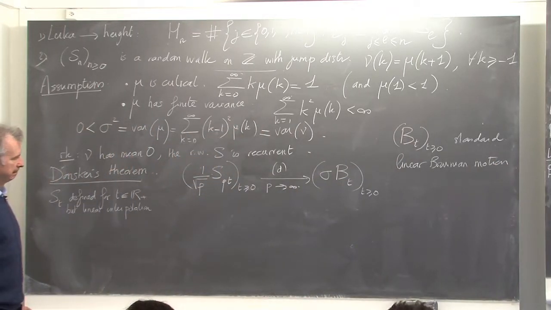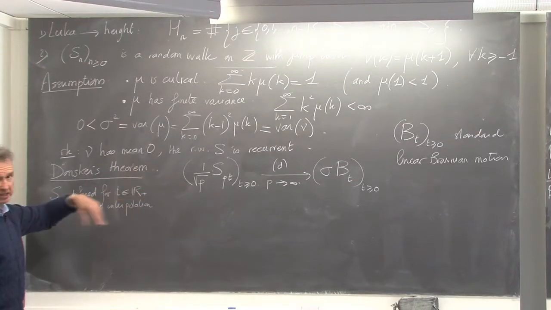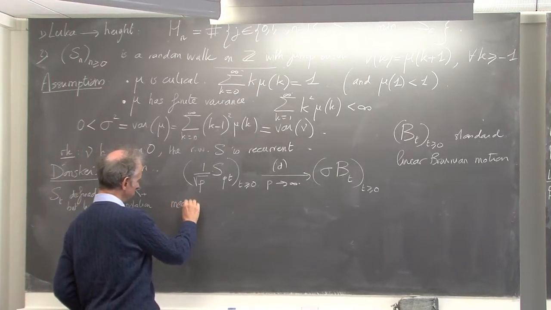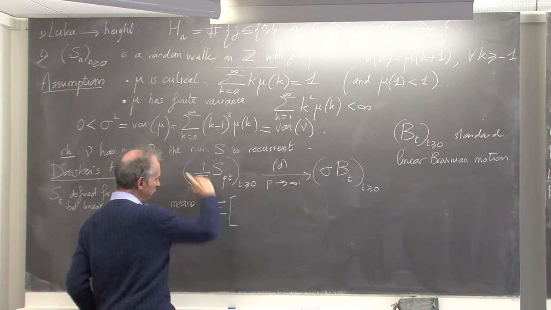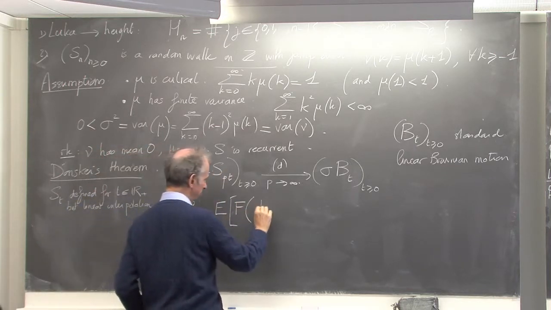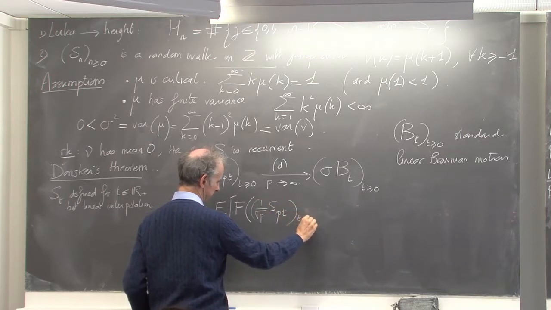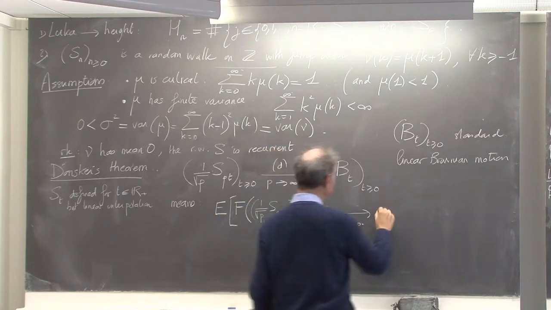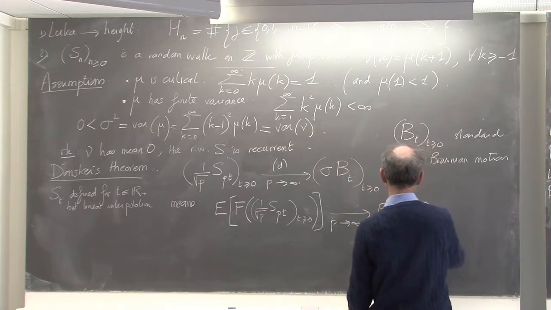So maybe I should say a few words about this convergence. This convergence in distribution is in a functional sense. Meaning the following thing. If I take the expected value of a certain function of this, so I view this as a random continuous function, this has to converge when p tends to infinity to the expected value of the same function applied to the limit.